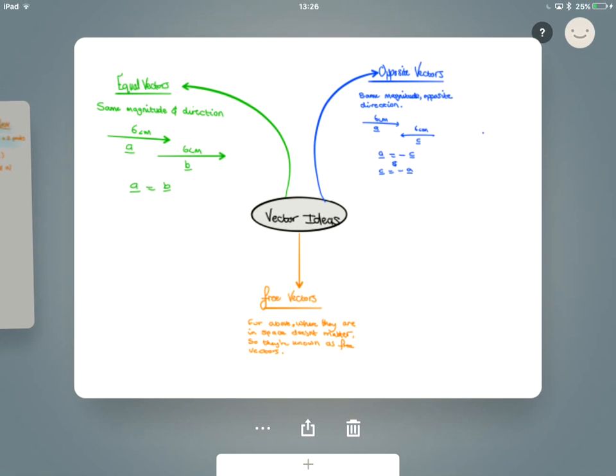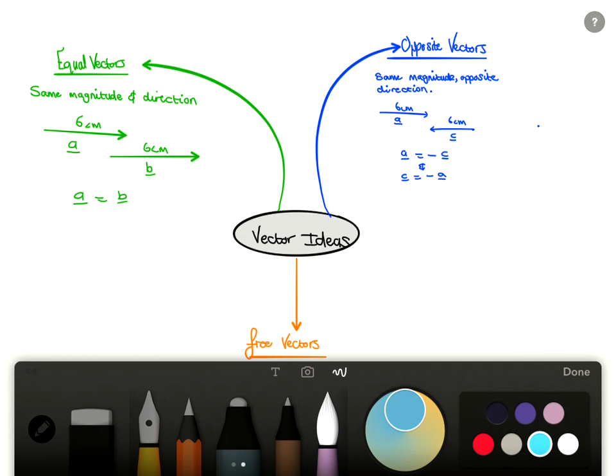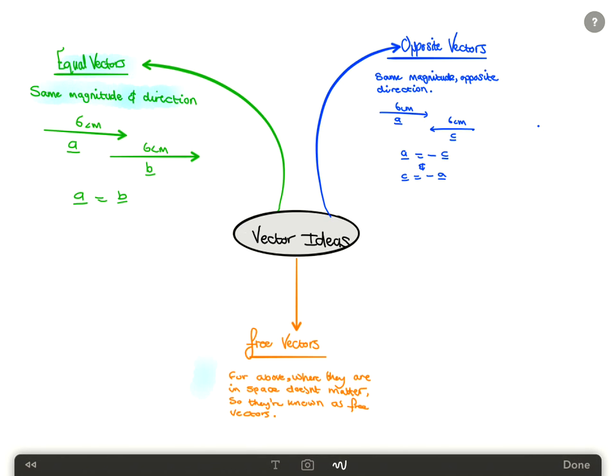Now I'm going to go on to vector ideas, which is the other thing we've covered in this section. We know that we can have equal vectors or opposite vectors. Vectors are equal when they have the same magnitude and direction. I've given an example here: 6 centimeters going towards the right, symbolized by vector A, is equal to 6 centimeters, again going to the right, which is now symbolized by B. So vector A is equal to vector B.